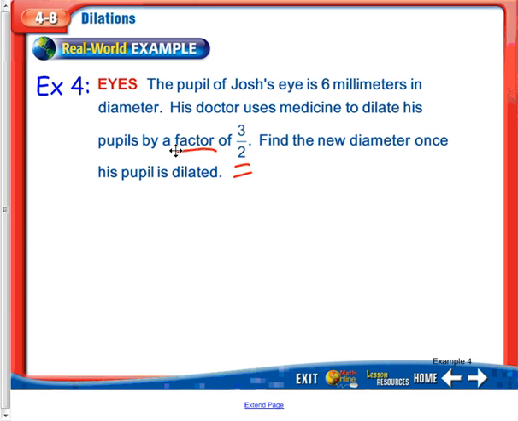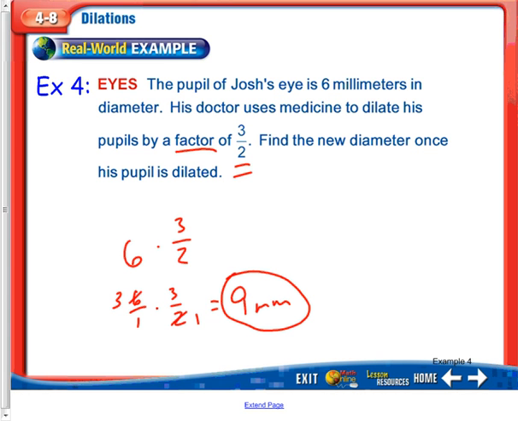Well, again, factor means we're multiplying. So we're just going to take 6 times the scale factor, 3/2. Well, 6 can be written as 6 over 1 times 3 over 2. And we can simplify before we multiply to get this down to 3 over 1 and 3 over 1. And so we're just going to get 9 millimeters. And that is the diameter of his pupil. So that would be how to show the work there and how to answer that problem. Again, factor means we're multiplying, and then it gives you what to multiply by.